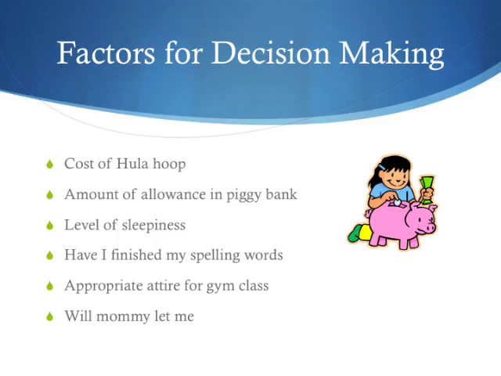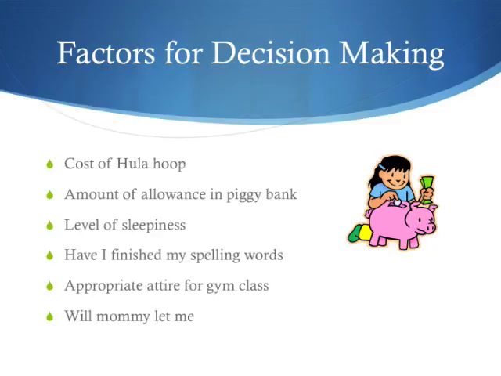During our interview, the decision maker identified 6 key pieces of information necessary for her decision-making process. She will need to analyze the following factors. 1. Cost of the hula hoop. 2. Amount of allowance in her piggy bank. 3. Her level of sleepiness. 4. Whether or not she finished working on her spelling words. 5. Appropriate attire for her gym class. 6. And most significantly, whether or not she has her mommy's permission to make said decisions.